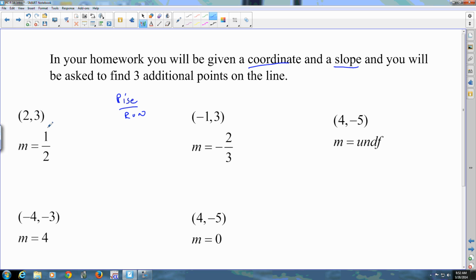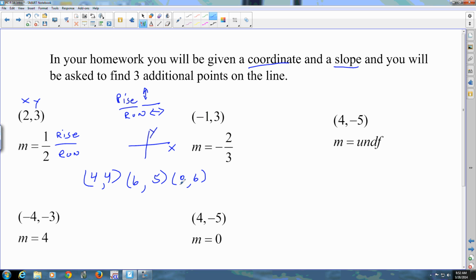If you're standing here, you're rising 1 and you're going to run 2. If you look at a coordinate grid, that's your y-axis, this is your x-axis. This is how much you're changing up and down. This is how much you're changing side to side. So you're changing 1 unit up, so your y value is going to be 4. You're 2 units in the left or right direction, so your x is going to become 4. Then you're going to change 1 unit in the rise, 2 units in the run. There you go.